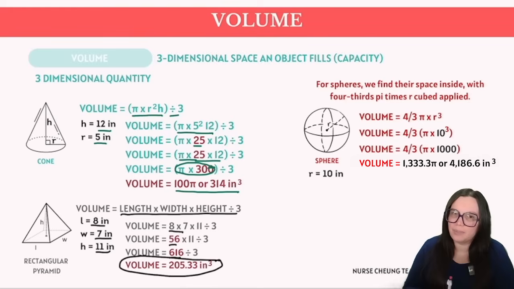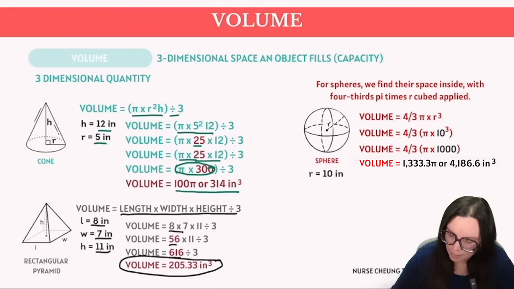Now finally we have the volume of a sphere. It's difficult to explain the volume when it comes to a sphere without getting into a whole bunch of calculus and how this formula is determined. To save ourselves some time and frustration, I use a sentence to remember this equation. For spheres, we find the space inside with 4/3 pi times r cubed applied.